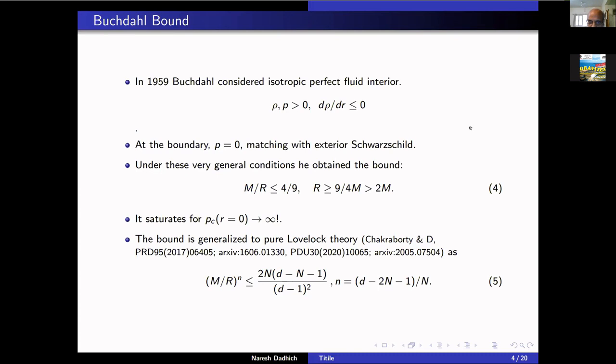So if you want to go to higher dimensions and still have a bound orbit, then it again uniquely picks out pure Lovelock theory. So that's how we come to pure Lovelock. Now the Buchdahl limit, M over R is 4 by 9, takes this form as in this equation 5, where M over R is raised to N, because this potential is of nth order here, and N is as defined here, D minus 2N minus 1 over N, which is 1 for N equal to 1, D equal to 4.